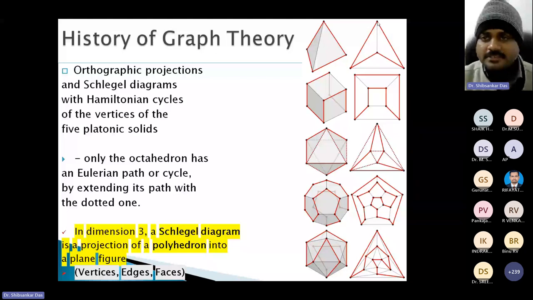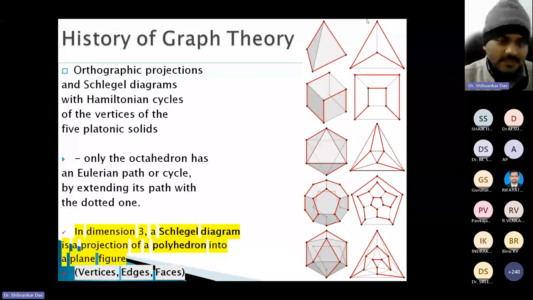So basically, Hamilton asks: can you traverse all the vertices exactly once? Can you find a closed walk? Hamilton gave certain results regarding this. For this picture of the polyhedra, the closed walk is this one, and so on. Okay.